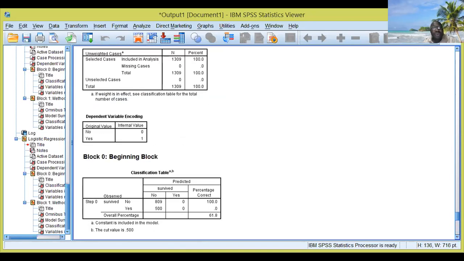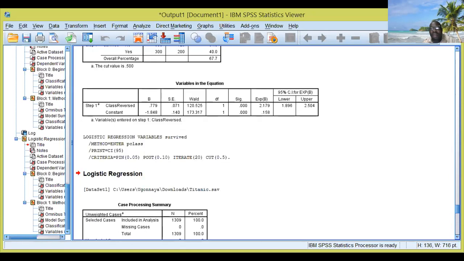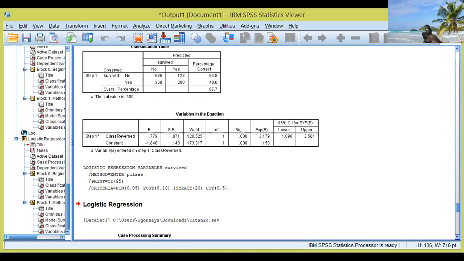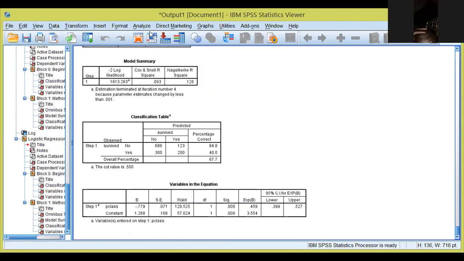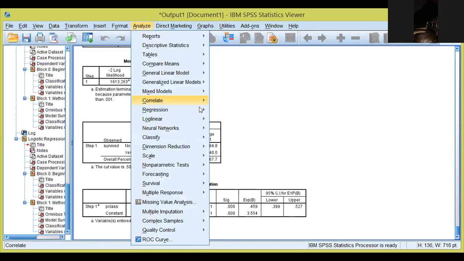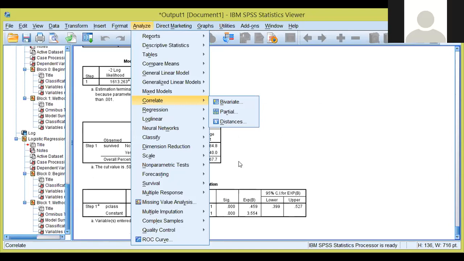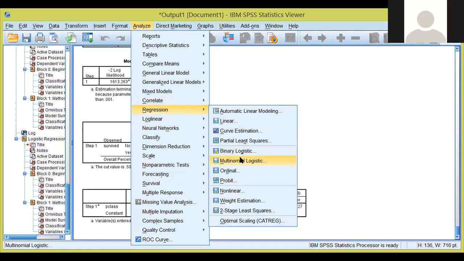So where are you scrolling to? Okay, now let's do the multiple regression. Let's do the multiple regression. The first. Let's do the multiple. Now, this one, the multinomial. So we are going to, okay, yes. Not multinomial. See binary logistic now. You people, you are confusing.